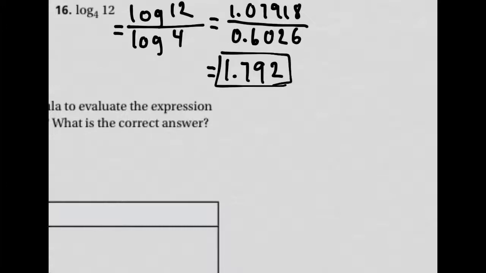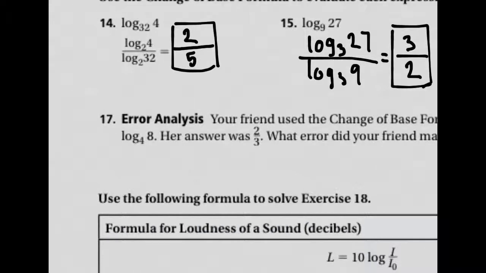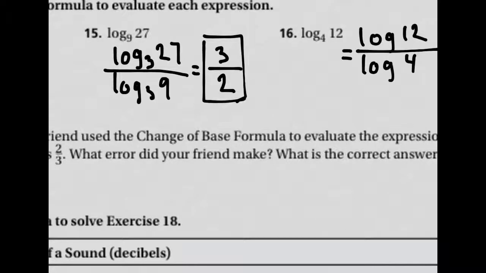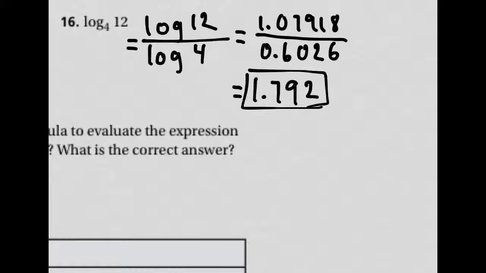1.792. So once again, let me recap the ones we just did. If you can see the same base, like in number 14, log base 32 of 4, they can both be broken down into a power with base 2. So we change the base to base 2, and then we can evaluate log base 2 of 4 and log base 2 of 32 really easily. Same thing for 15. I can see that 9 and 27 have a base of 3 in common. But 16, 4 and 12, do not have a common base. So what we do is just change it into the common logarithm, base 10, and then just do it in the calculator, which gives us the log of 12 and the log of 4, so we can divide.